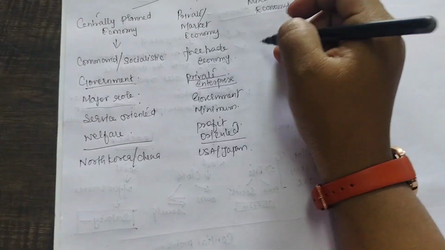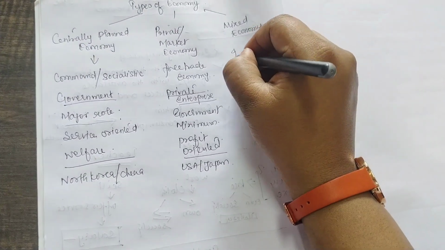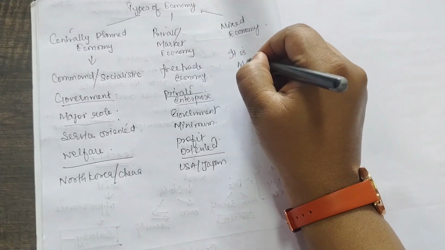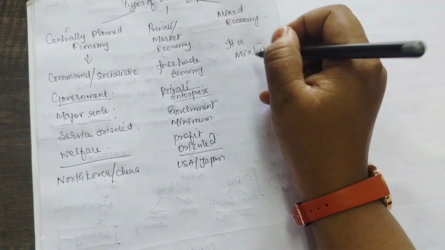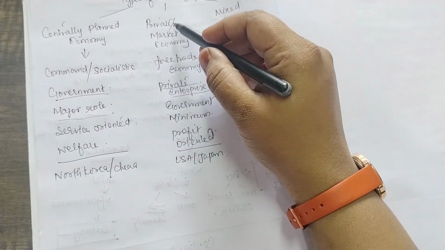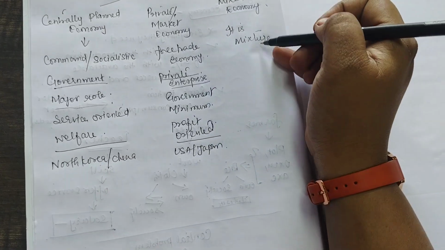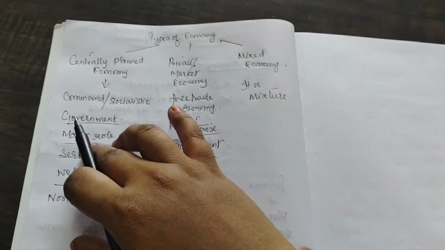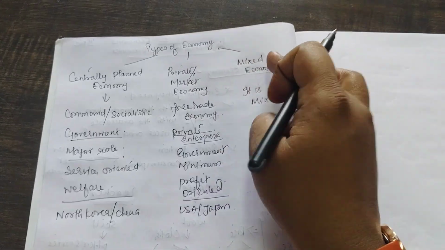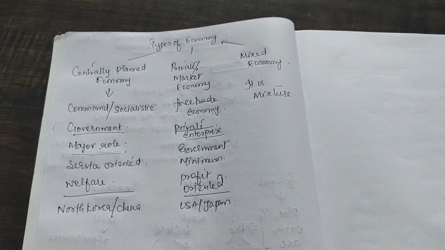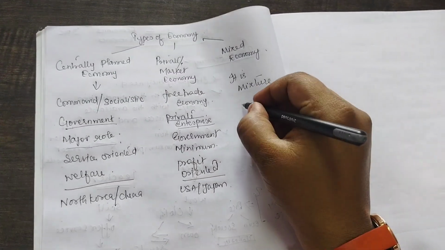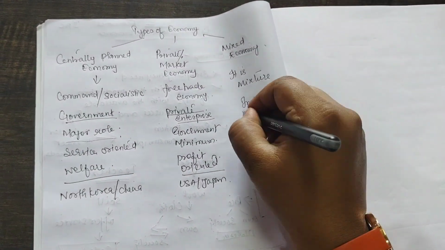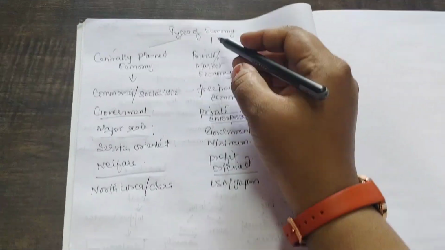Now we will be understanding what a mixed economy is. A mixed economy is the mixture or the combination of both the socialistic and capitalistic economy. So it is the mixture of both the centrally planned economy and the private economy. It is the combination of both the private and public sector. India is the best example of a mixed economy. So now we are done with the types of economy.